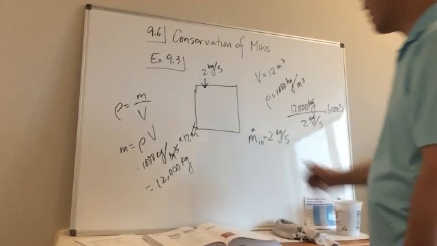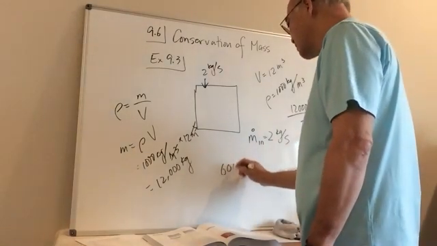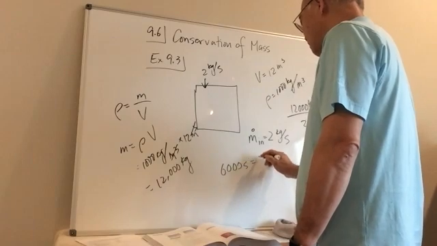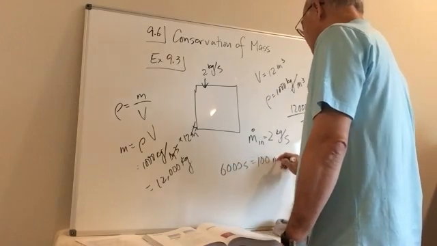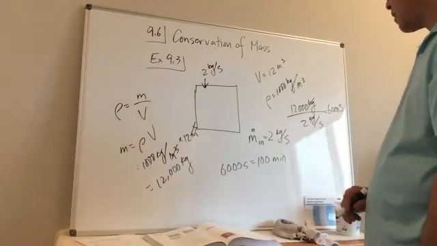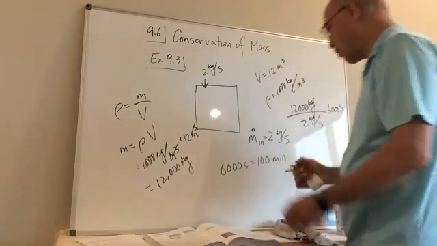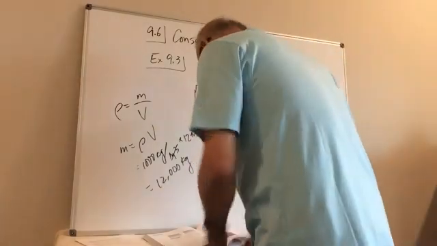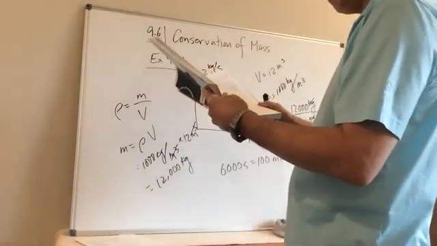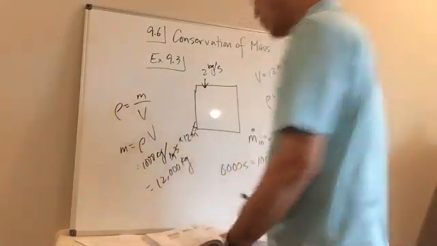If I go to minutes, I divide by 60, and get this many minutes, which is basically an hour and 40 minutes. Yeah, that's right. Okay, so this is the same.